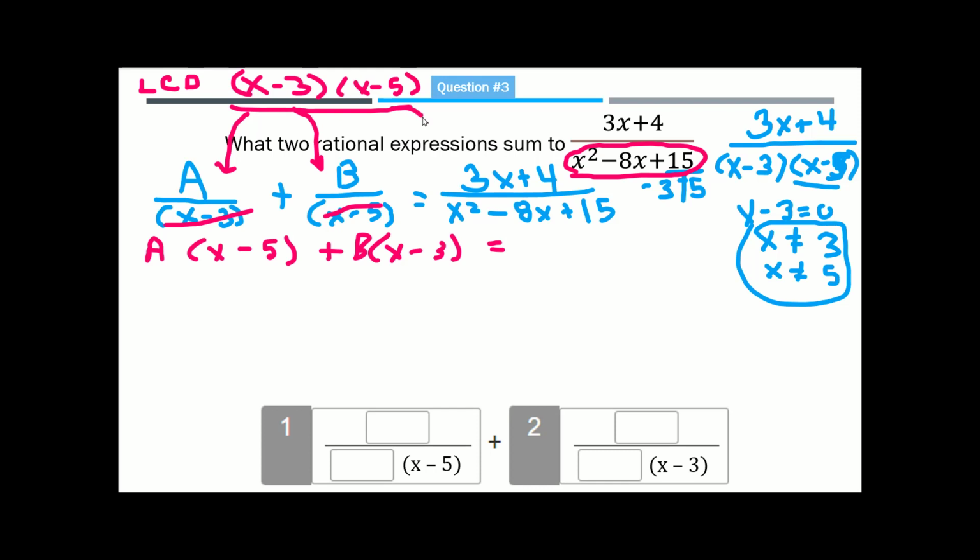And then here, that full factored expression will expand to x squared minus 8x plus 15. So that whole thing is going to cancel. And we're left here with 3x plus 4.